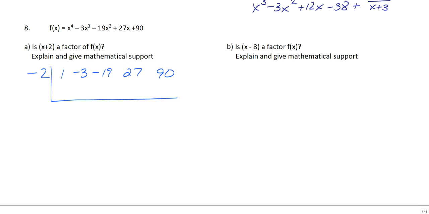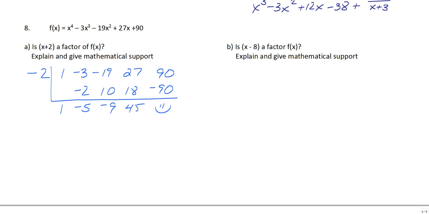Now remember, what I just talked about in the previous example, bring down the 1, negative 2, that's a negative 5. Multiply those two, we get a 10, that's a negative 9. Multiply those two, we get an 18, leaving us with 45. Multiply those two, that's a negative 90, and we have no remainder. So yes, it is a factor because it leaves us with no remainder.